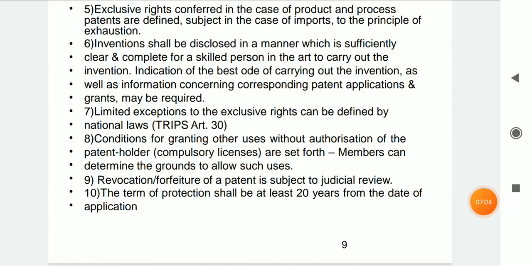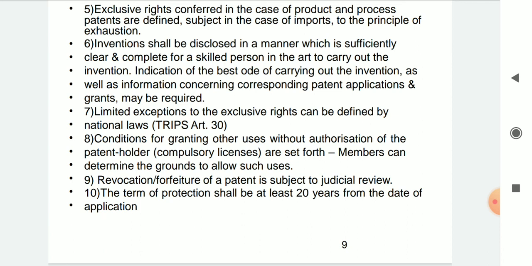The conditions for granting other use without authorization of the patent holder. Compulsory licenses are the sets of conditions the member can determine as the grounds for such uses. Revocation of the patent is subject to judicial review.